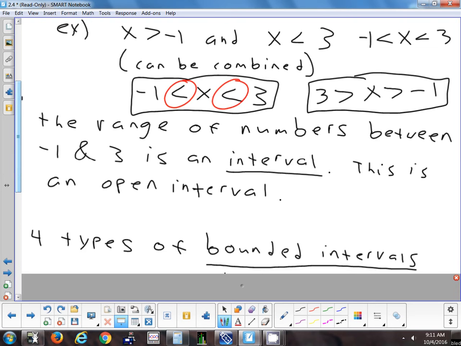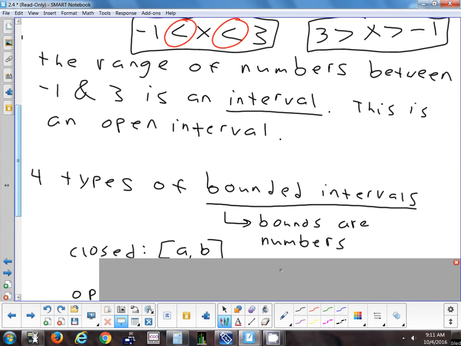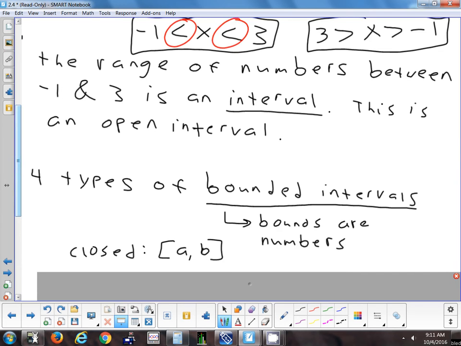But as long as you have numbers for the lowest value and the highest value, that's called a bounded interval. Bounded interval means your low limit and your high limit are actually numbers. And there are 4 types of bounded intervals. You can have what's called a completely closed interval. Closed means you would have a bracket on each end, and all that closed means is you can actually include the endpoints of your interval.